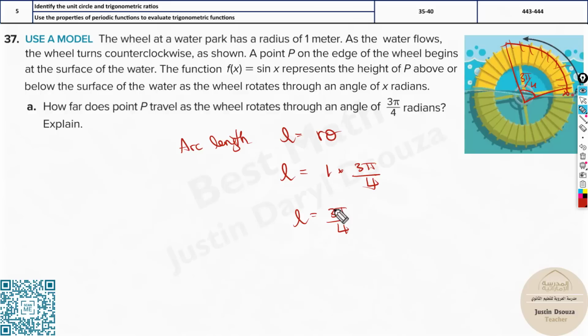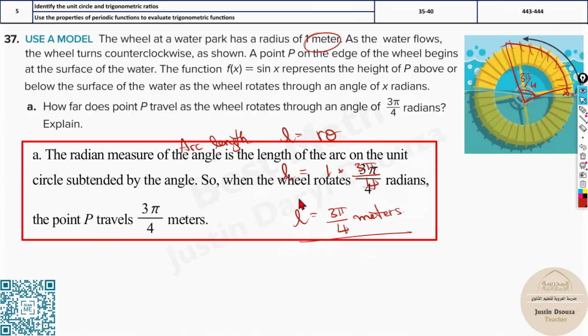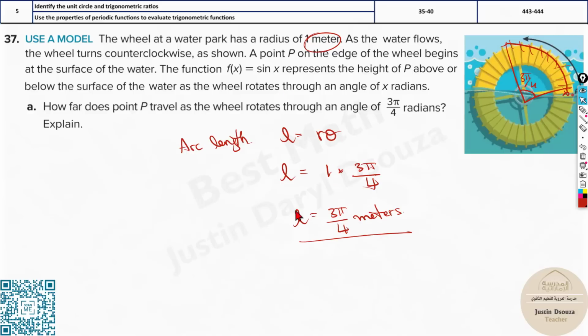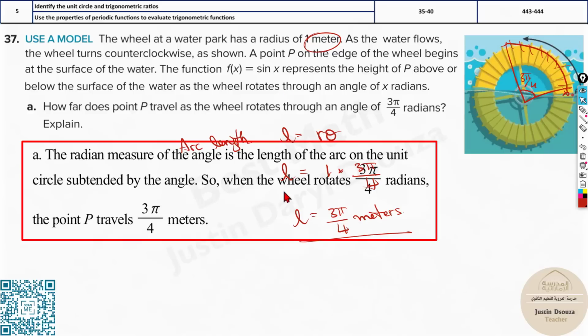You need to solve it up and write it over here. It's in meters, length, meters. So that's it. Because the radius is in meters, that's why I'm using length as meters itself. So that would be the arc length, 3 pi by 4 meters. See, now they have just written directly, but it's better you write the formula and solve it up. That shows that you understood the problem properly.